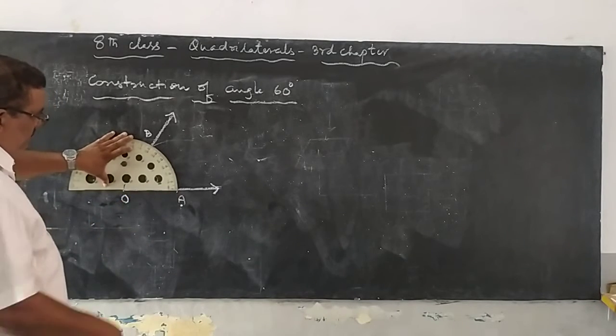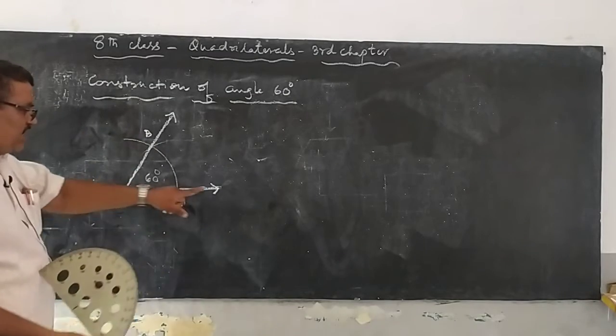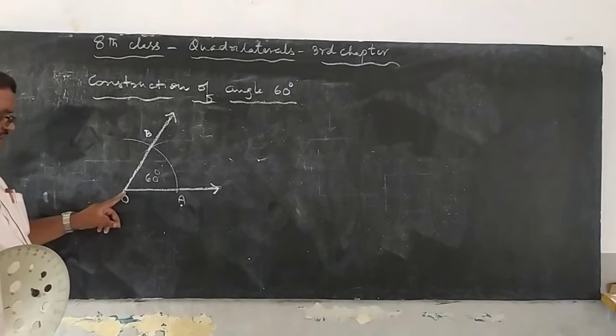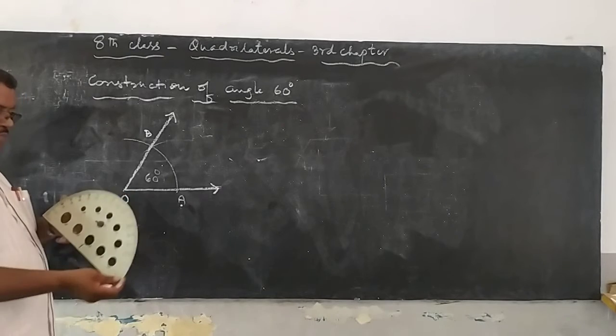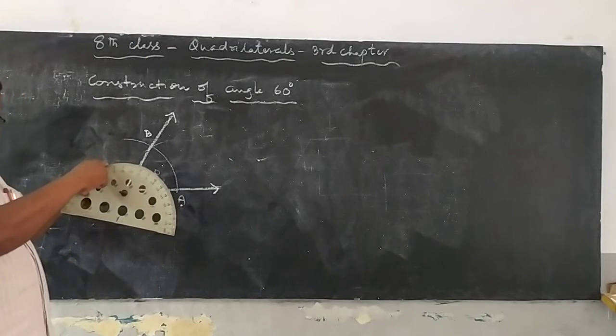And one more thing, this is the left side of the ray. This is the left side of this ray. So you measure the angle from the right side of the protractor.